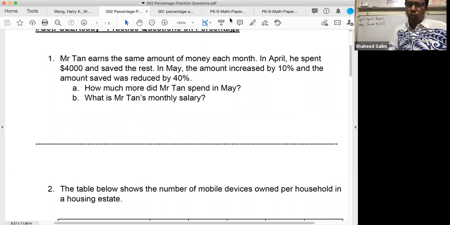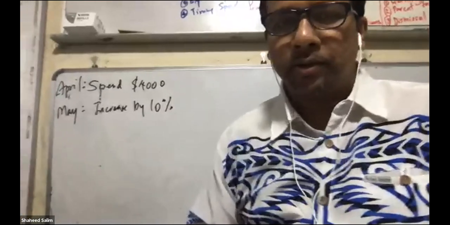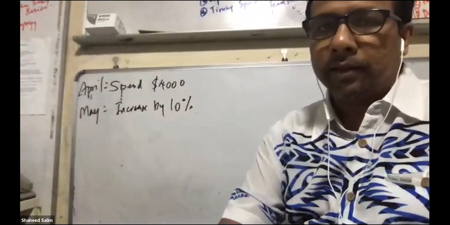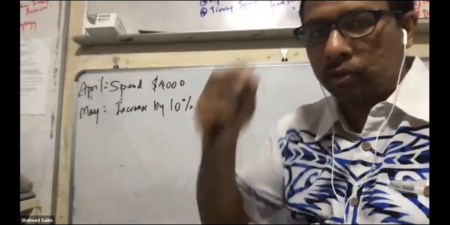20,000? Whoa, so much. Never mind. So, okay, we try this one. Okay, Zahira, have you gotten A? Not yet, right? So, I'm just going to show you.